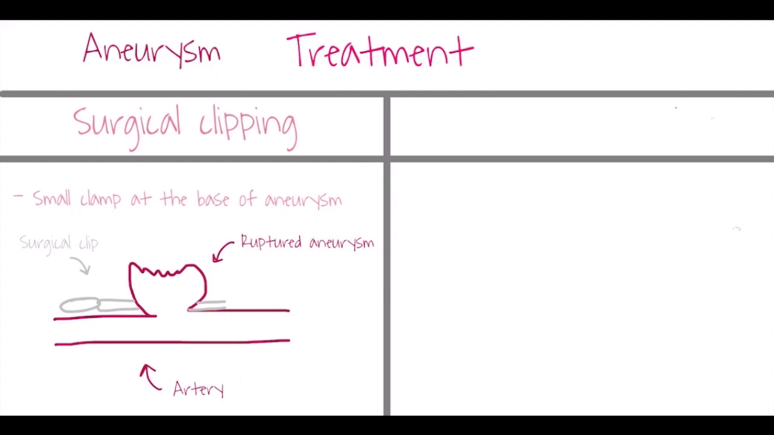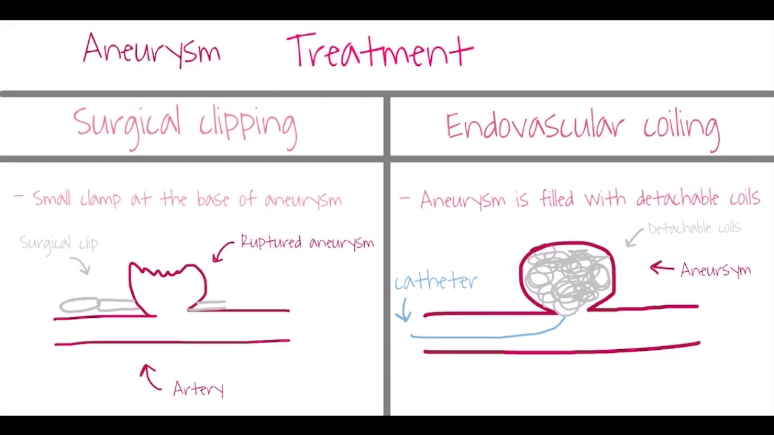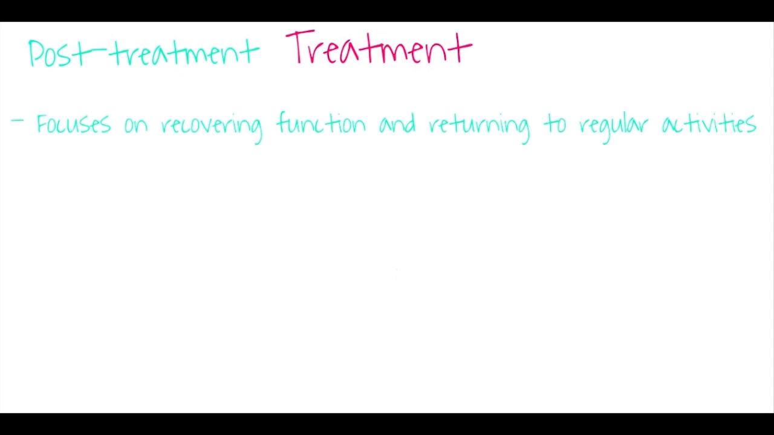The alternate option is called endovascular coiling. This involves guiding a catheter to the aneurysm and filling it with detachable coils. This blocks blood flow into the aneurysm and makes it shrink. After treatment, stroke care focuses on helping the patient recover as much function as possible and return to their regular activities. Most stroke survivors undergo a rehabilitation program, but every patient's recovery is different.